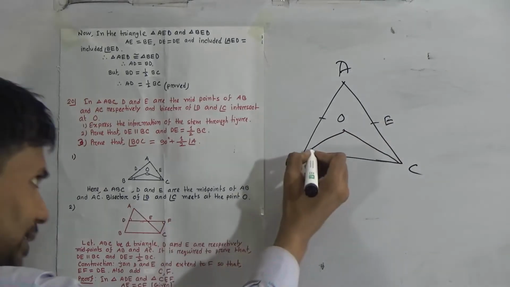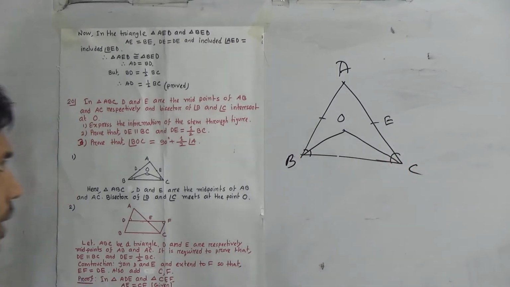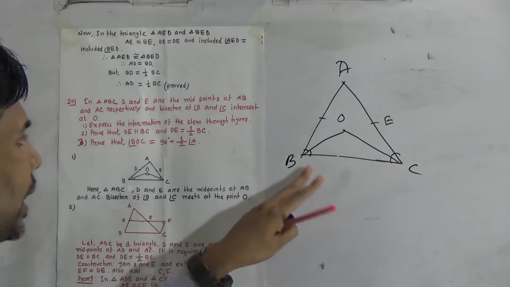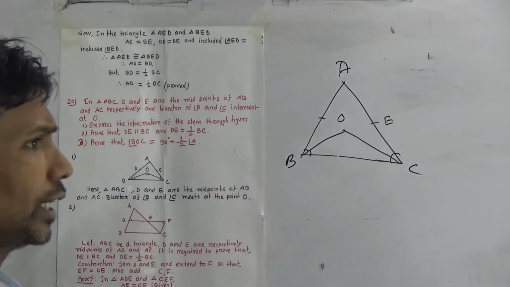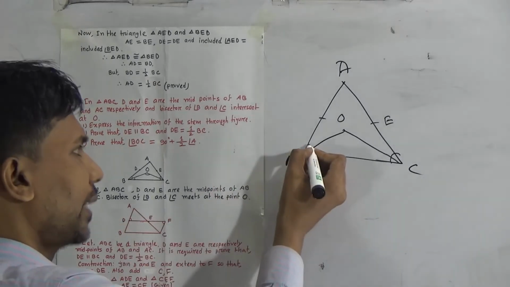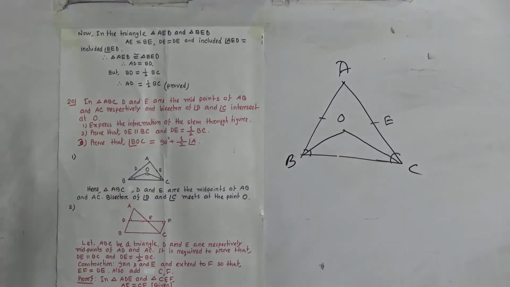Students, what does bisect mean? Bisect means to divide this angle equally. That means if this angle is 30 degrees, then this angle is also 30 degrees. This is called a bisector: it equally divides the angle into two angles.